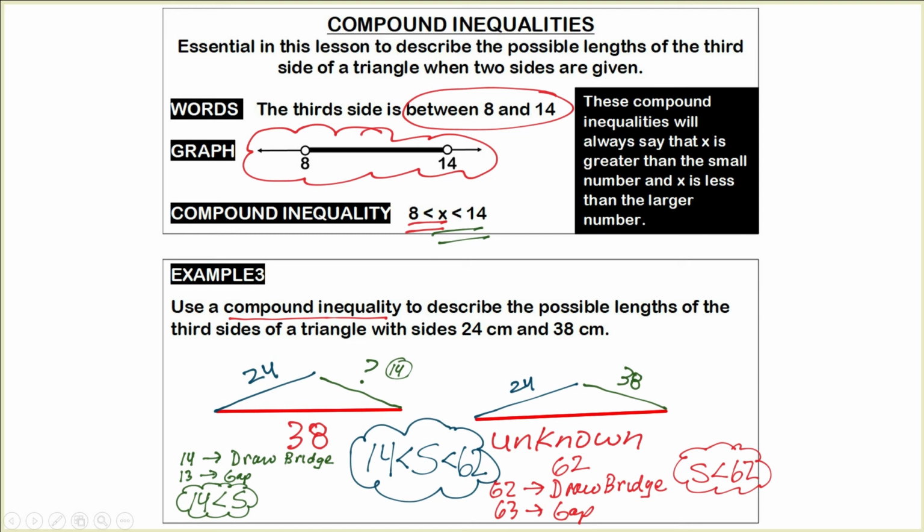So for example, 10, that side length would not work. It would be too small. 80, that side length would not work. It would be too big. But anything between 14 and 62, like 15, 20, 38, 49, 61, all of those numbers could possibly be the third side of this triangle because all of those numbers are between 14 and 62.